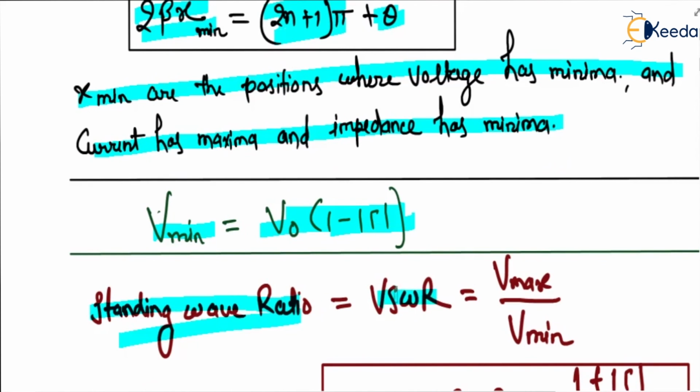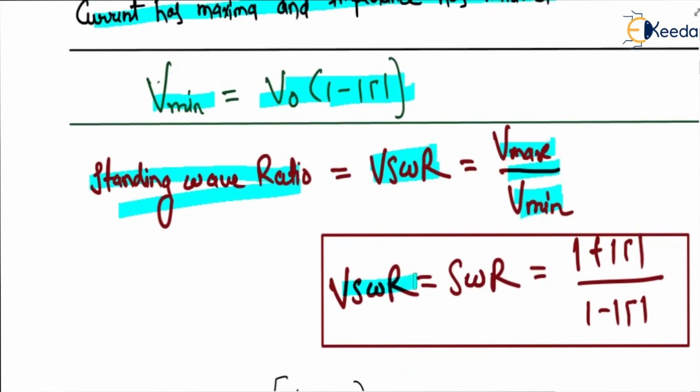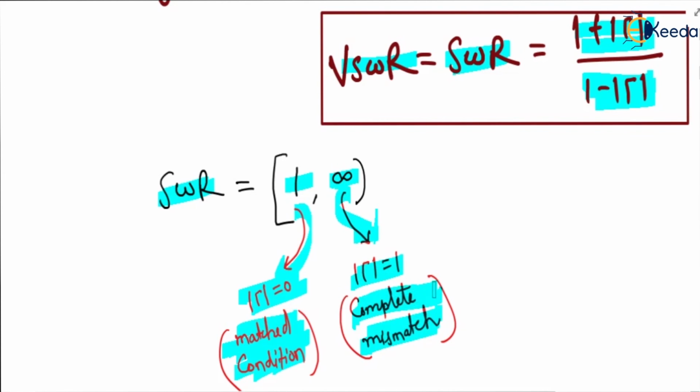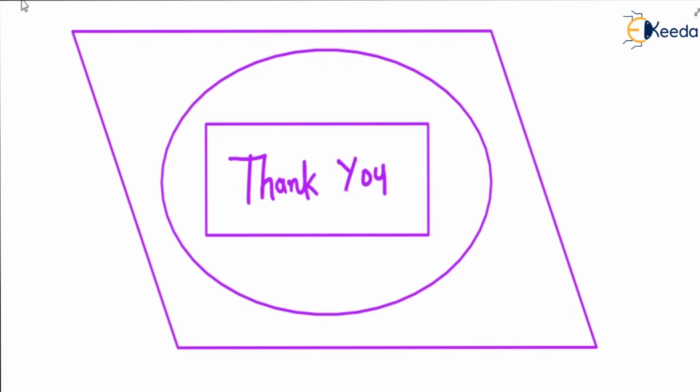So the standing wave ratio, which is also called VSWR, voltage standing wave ratio, is Vmax divided by Vmin, or simply we can say SWR. This is (1 plus mod gamma) upon (1 minus mod gamma). So SWR lies in the range 1 to infinity. When SWR value is 1, mod gamma is 0, and it is called the matched condition. When SWR is infinity, it means mod gamma is equal to 1, and this is called complete mismatch. Thank you for watching the video.